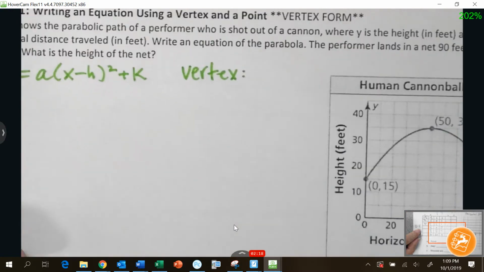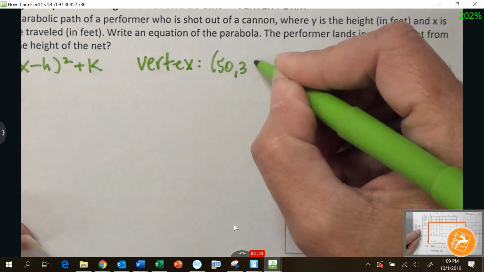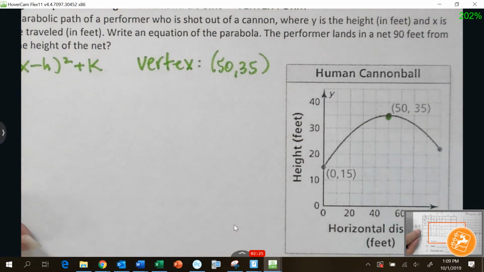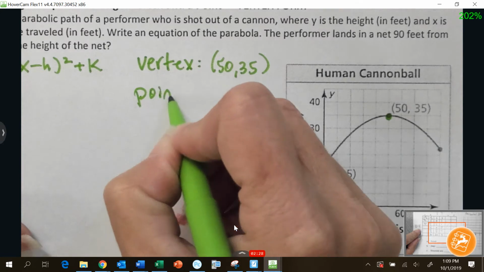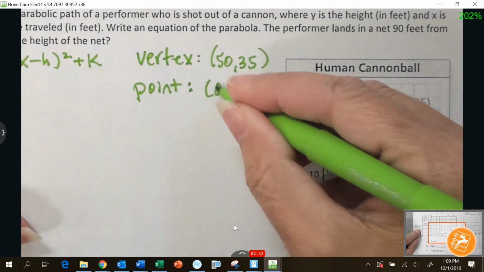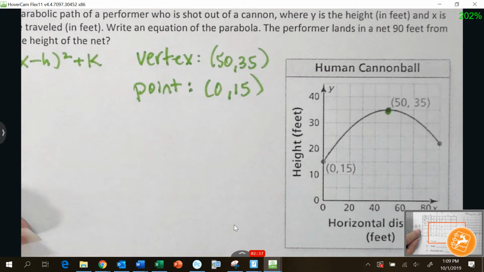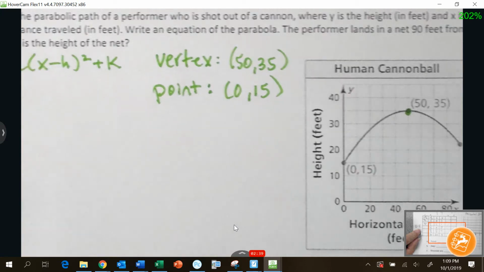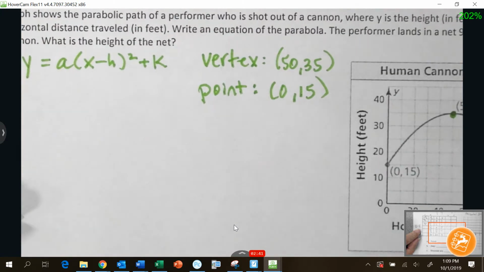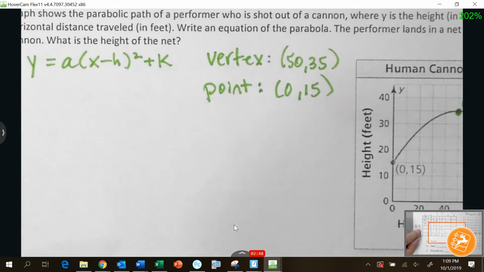What is the vertex that we are given? 50. Good. 50, 35. That's the vertex. And then a point that we are given. 0, 15. So we're given the vertex and a point. So now what we do is we're going to plug in the vertex and we're going to plug in the point. Maybe I could color code these so you could see where I'm plugging certain things in.